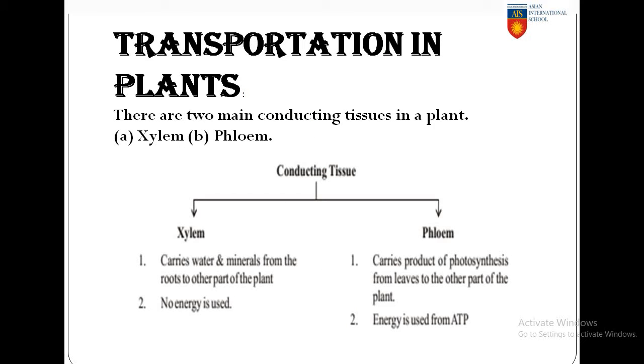As I have told you, there are two main conducting tissues. What are they? Xylem and phloem. Collectively they form a vascular bundle. Xylem carries water and minerals from the roots to the other parts of the plant. Phloem carries the product of photosynthesis, that is glucose, from the leaves to the other parts of the plant. No energy is used in the case of xylem, but in phloem, energy is used, which is produced during photosynthesis. ATP is used.